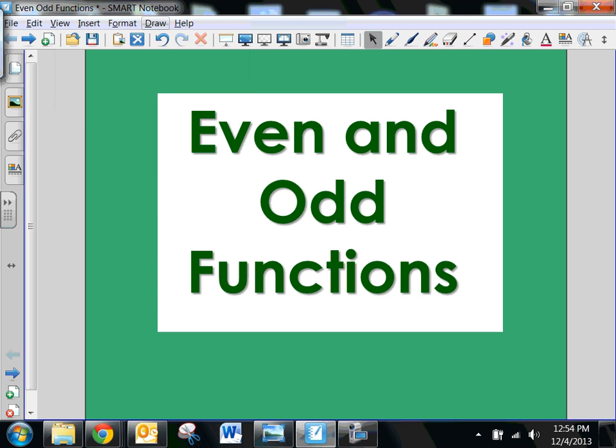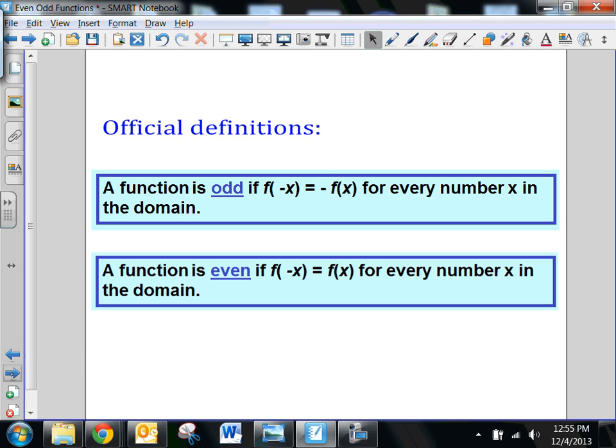We are doing even and odd functions. Today is Wednesday. This video will be taken up, and the notes will be taken up Thursday in class. So take good notes tonight. Okay. The official definitions of even and odd functions are listed here.